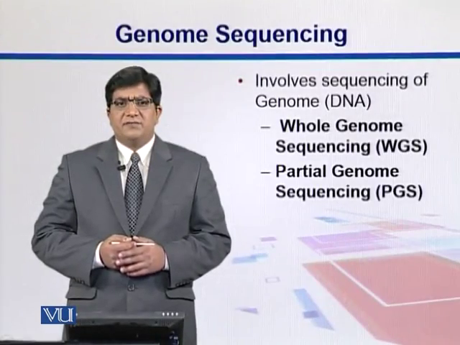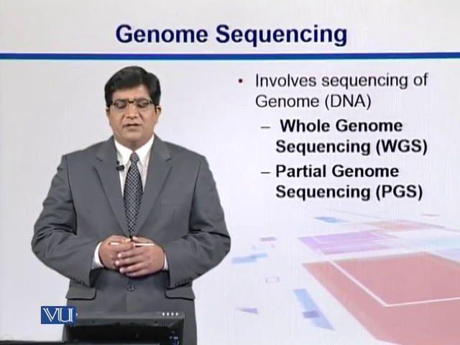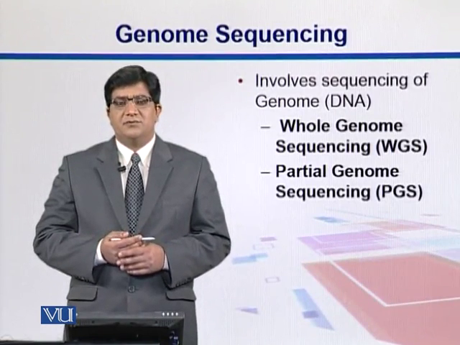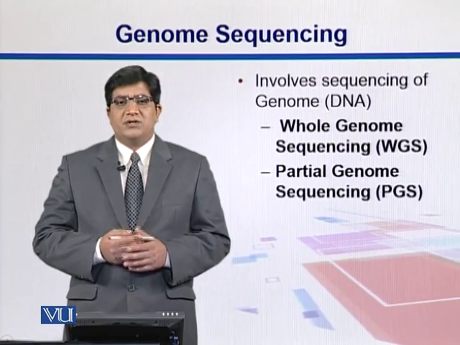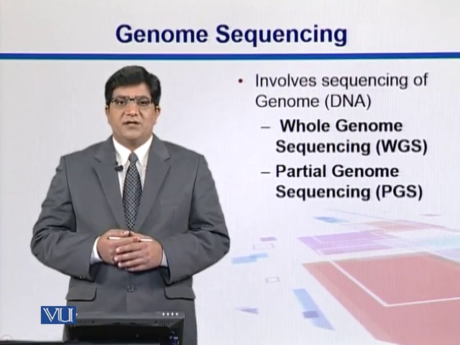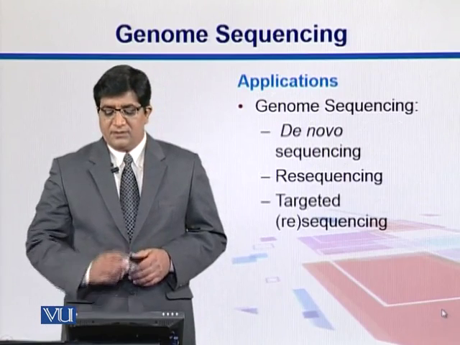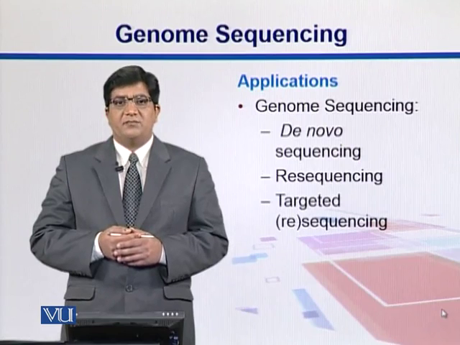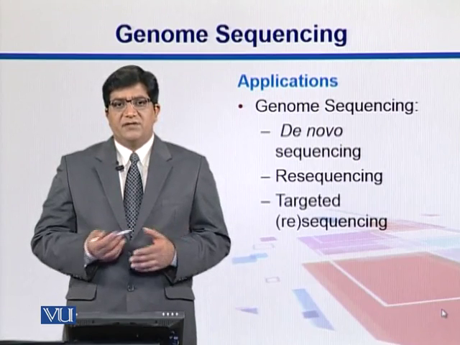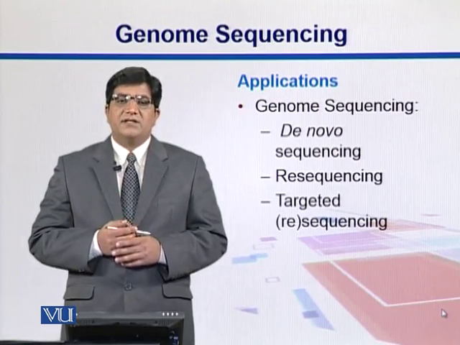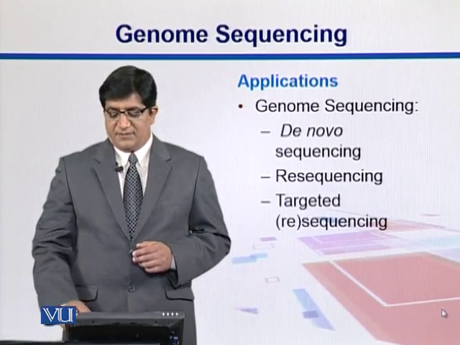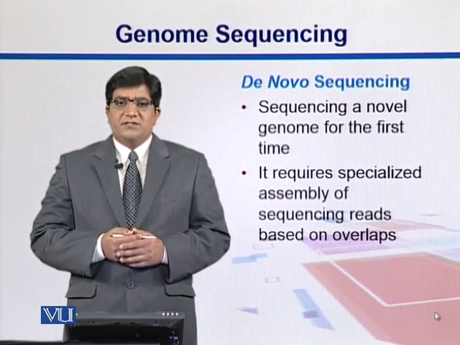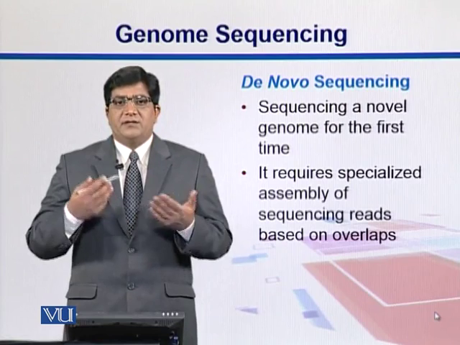In genomics, we sequence the genome, the DNA complement of the cell. That can be a whole genome sequencing project, WGS, or we can also do some specific areas, which we call a partial genome sequencing project. Different types of genome sequencing include de novo sequencing, resequencing, or targeted resequencing. In de novo sequencing, we sequence a genome that has not been already sequenced.